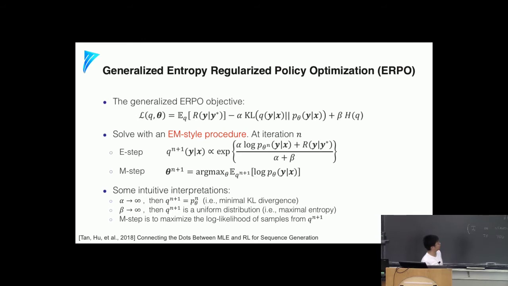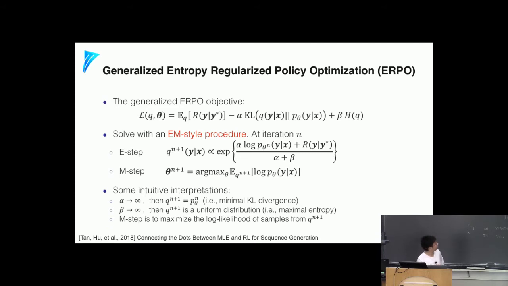And if we set beta to infinity, then because beta is very large, this is basically the temperature of the softmax function. So with a very large temperature, this Q distribution is a uniform distribution. And from this objective, we can see the same conclusion, because if our beta is very large, then we ignore these two terms and we are basically maximizing the entropy of this Q. So we get a uniform distribution. These two are about the E step.